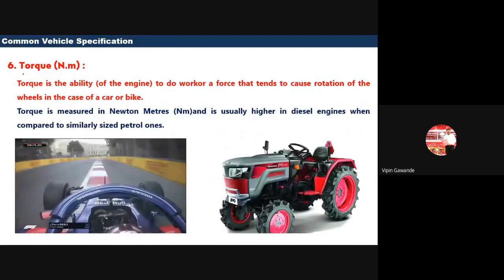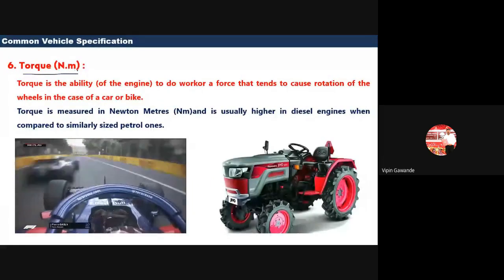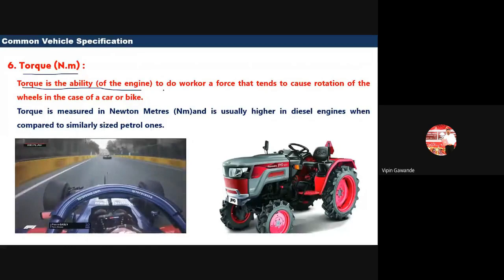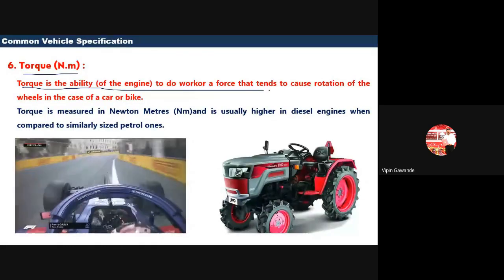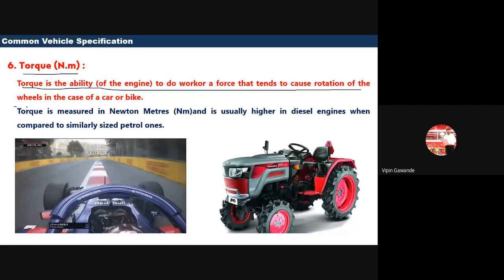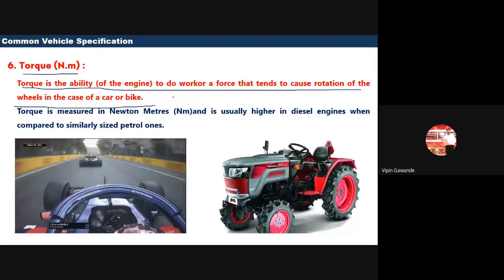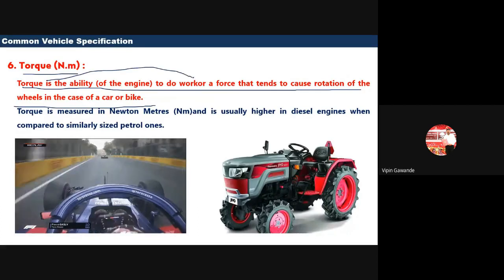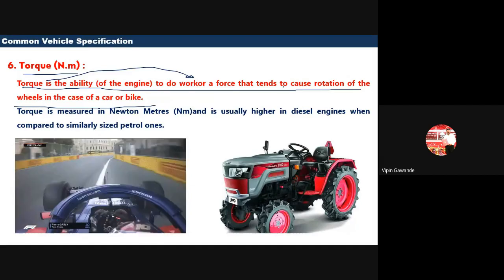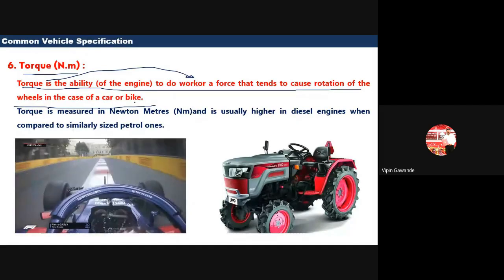Then we have the torque. Now what is meant by torque? Torque is the ability of the engine to do work or force and to cause the rotation of the wheels in the case of a car or bike. Again, torque is the ability to do work or force that tends to cause rotation of the wheels in the case of a car or bike.